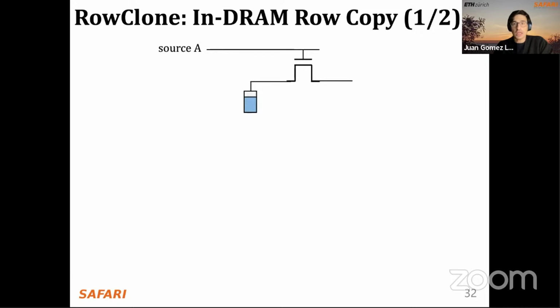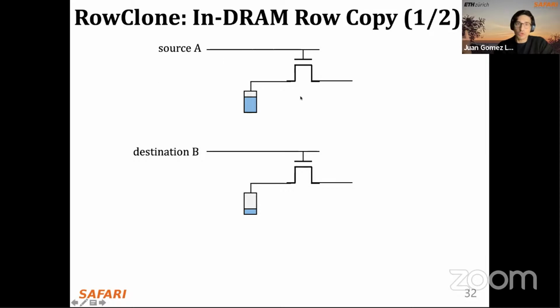The key idea here is to have one source row. We are only representing a single cell and a single transistor, but this is a whole row that may have up to 64,000 of these cells, and this is the destination row or cell in this case.